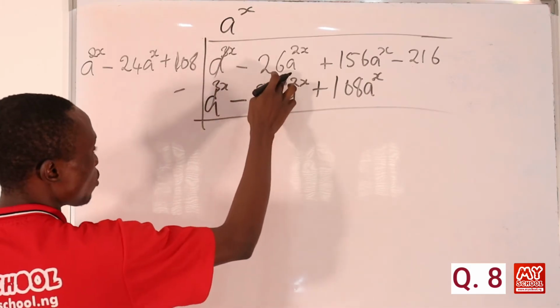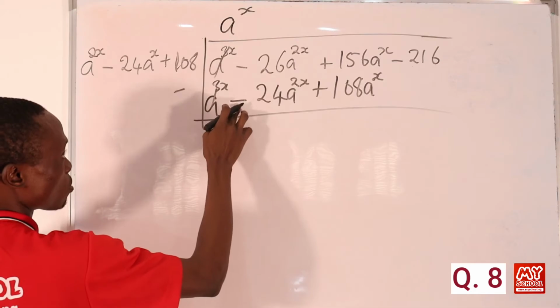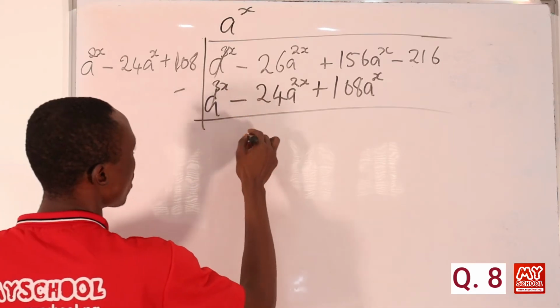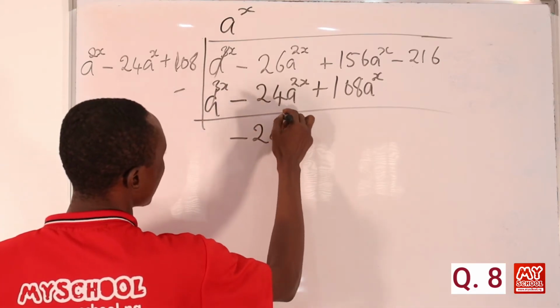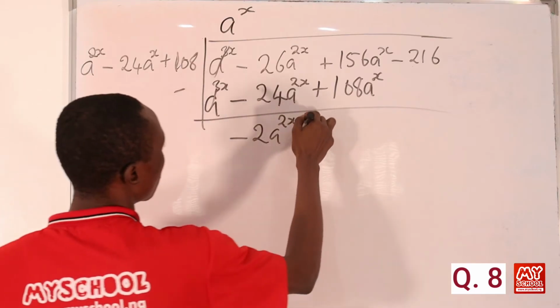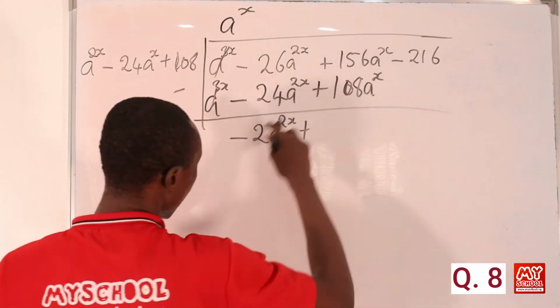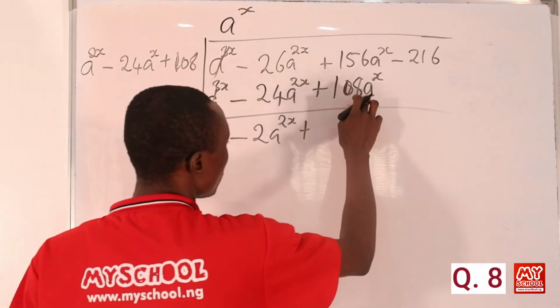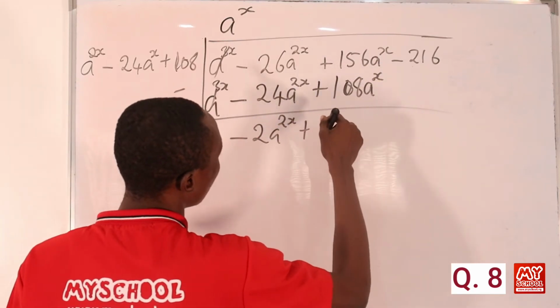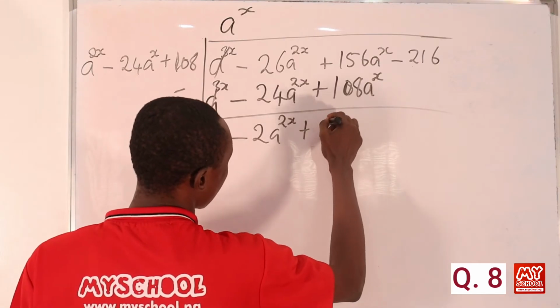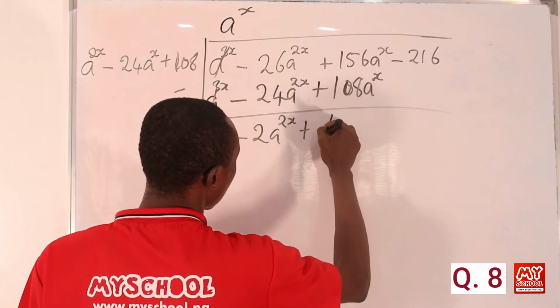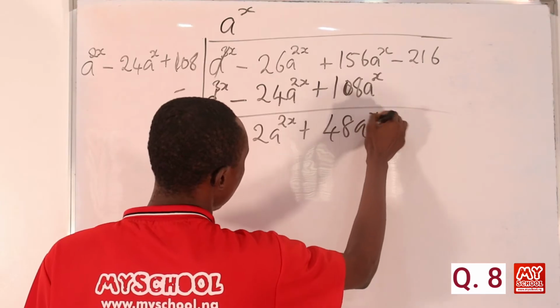If we subtract these two, it's going to cancel out. If we subtract here, of course the minus is going to change to plus here, so that at the end of the day we still have minus 2a raised to power 2x here. Then if we subtract here, 156 a raised to power x minus 108 a raised to power x, I think that will be equals to 48a raised to power x.